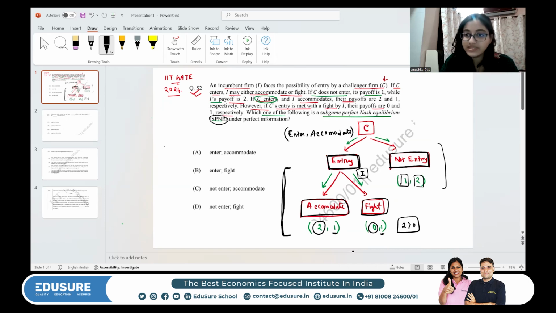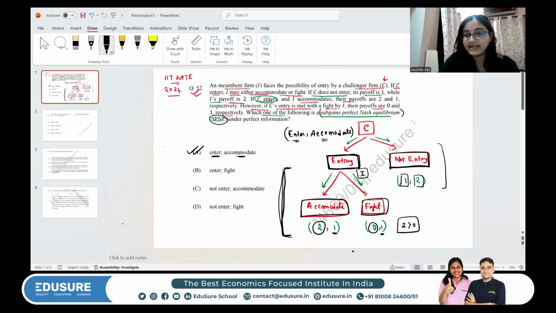So as I have told you, the definition of subgame perfect Nash equilibrium is that in each of the subgames, both the players have to have equilibrium. So consider any subgame. If we consider only this particular subgame, if equilibrium has to prevail, what do we need for that? We need the challenger firm to enter into the market and the incumbent firm to accommodate accordingly. So what will be the answer here? Here the right option will be option A, that the challenger firm will enter into the market and the incumbent firm will accommodate accordingly, and this will constitute the subgame perfect Nash equilibrium.